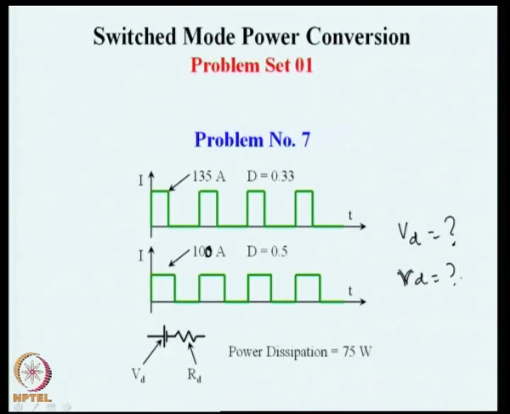In this particular example, given the data that the device is capable of having a peak current of 135 amperes for a 0.33 duty ratio application and a peak current of 100 amperes for a duty ratio of 0.5 application, and if the device is modeled with a constant voltage VD and a dynamic resistance RD, what will be these values if the device power dissipation is constant and equal to 75 watts?